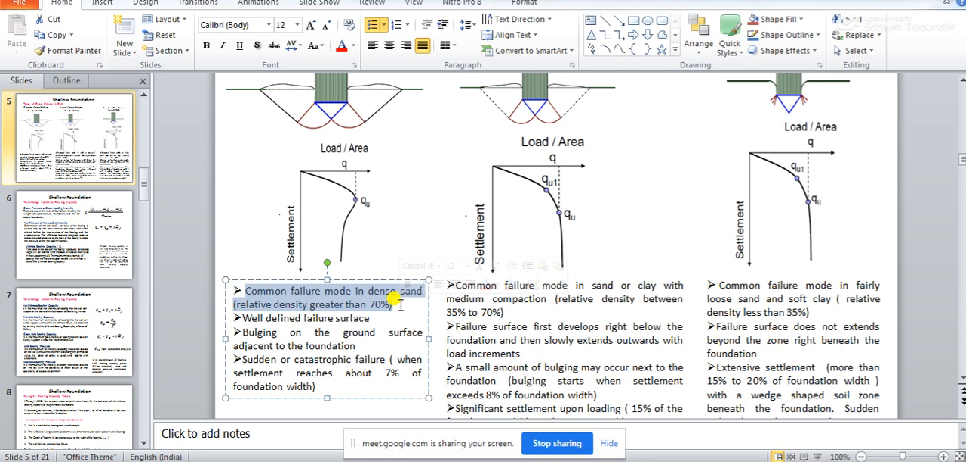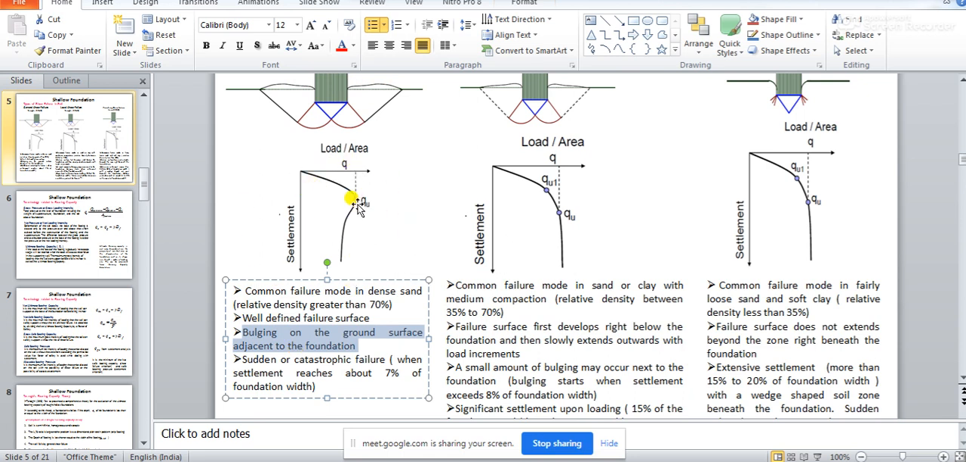If the soil is failing by general shear failure, you can prominently notice that there will be well defined failure surfaces. There is a triangular failure surface, then a spiral failure surface, and then a straight line like this, and also there will be prominent bulging on the ground surface. So well defined failure surfaces will develop, then there will be bulging on the ground surface adjacent to the foundation. So here you see there is bulging of the ground surfaces.